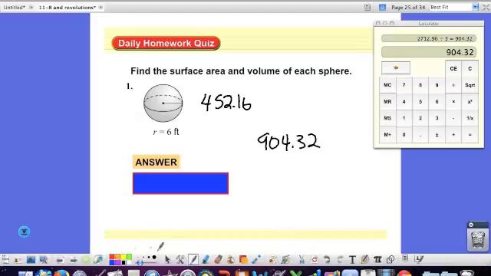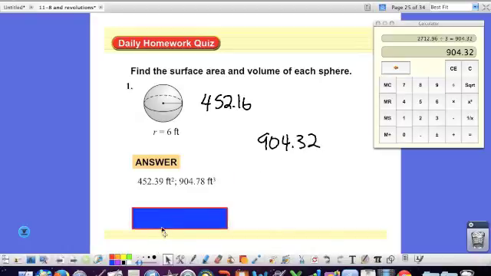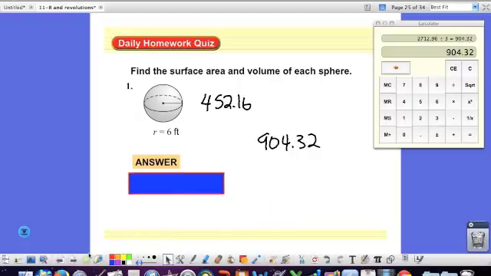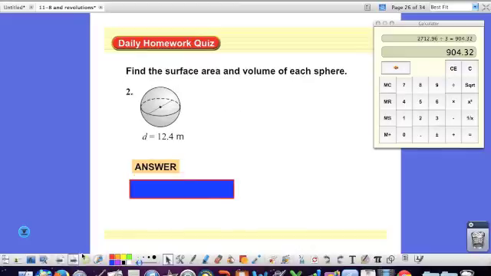904.32. Let's see how close we are when we use a pi button. There we go. Those are the answers that the book has. We have done them correctly using 3.14 for pi. So now find the surface area and volume for each sphere.